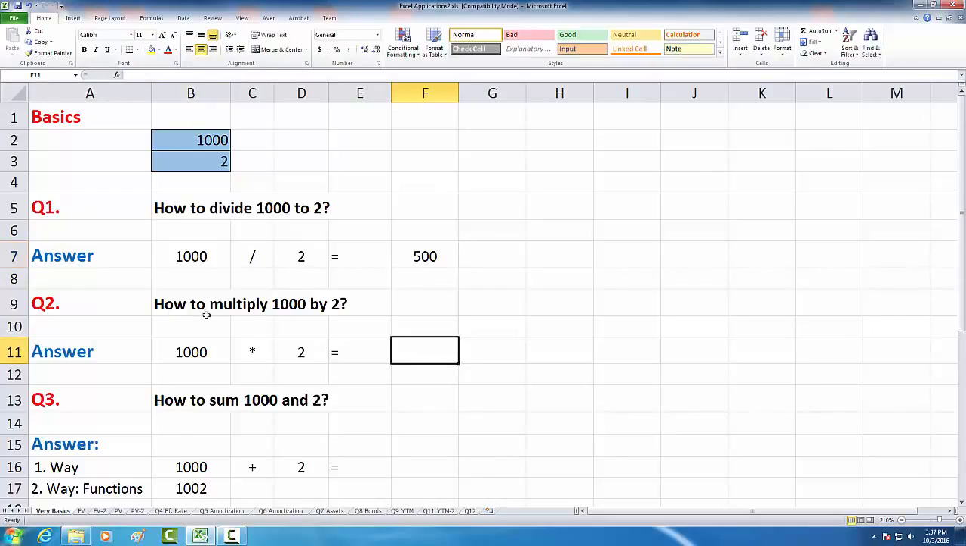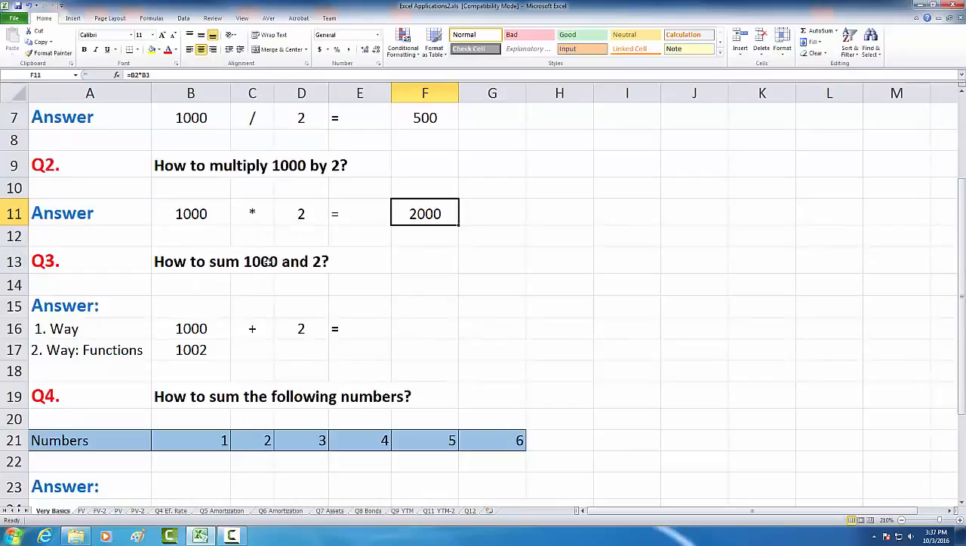The second question is asking us to calculate the multiplication of 1000 and 2. So how to multiply 1000 by 2? Just again, you are going to use these two numbers, use the equal sign, take your cursor to B2. This time it asks us to multiply, so use the multiplication sign, and then again use your cursor and click B3, and then hit enter. You have the result. It's 2000. Again, you can use the formula bar to see the formula, and you can use this cell to see the result.